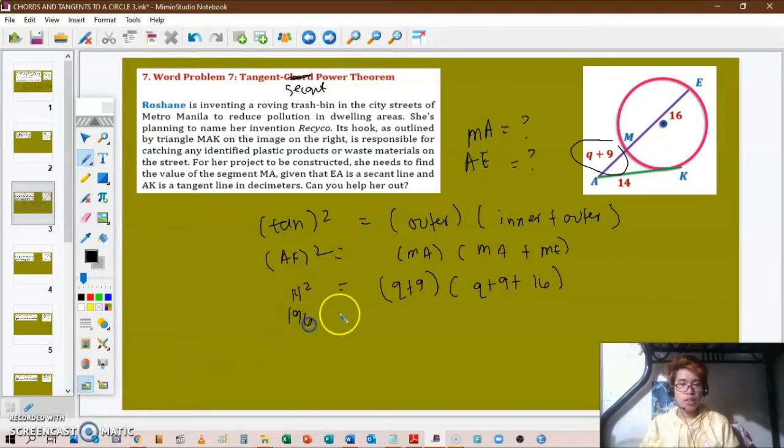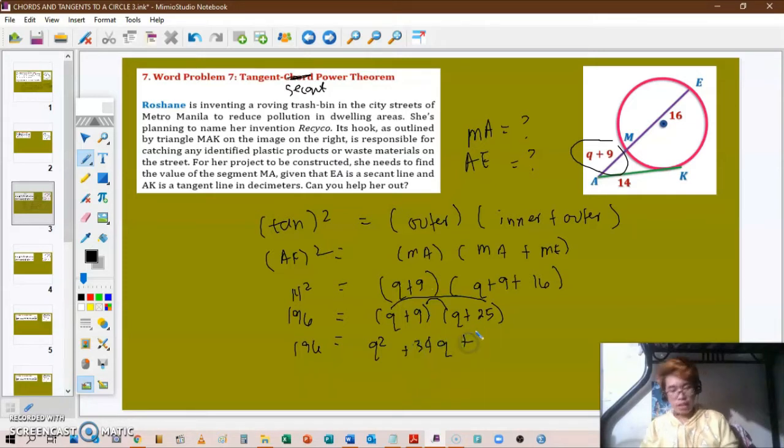196 is equal to Q plus 9 multiplied by Q plus 9 plus 16, so that's going to be Q plus 25. So this is going to give us 196 is equal to Q squared, and then 9Q plus 25Q, so 25 plus 9 is going to give us 34Q, and then 9 times 25, so that's going to give us 225.